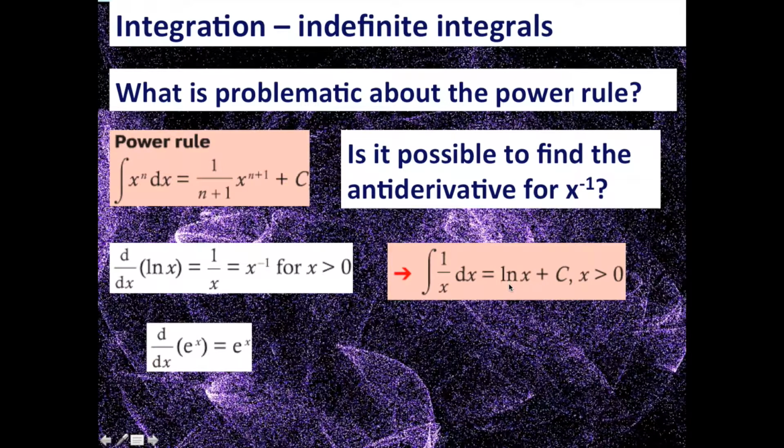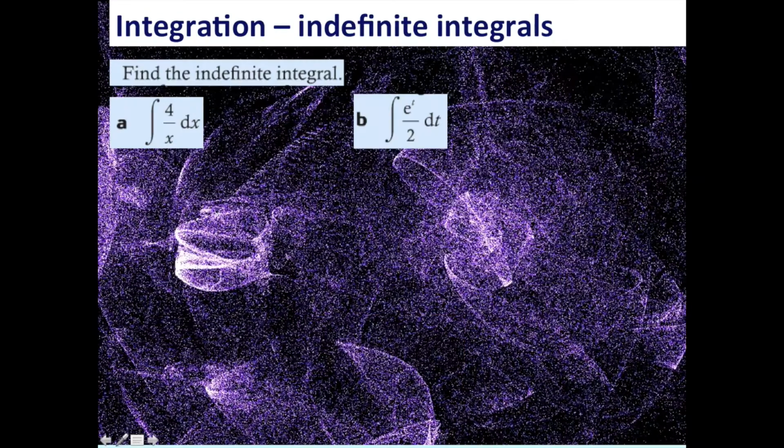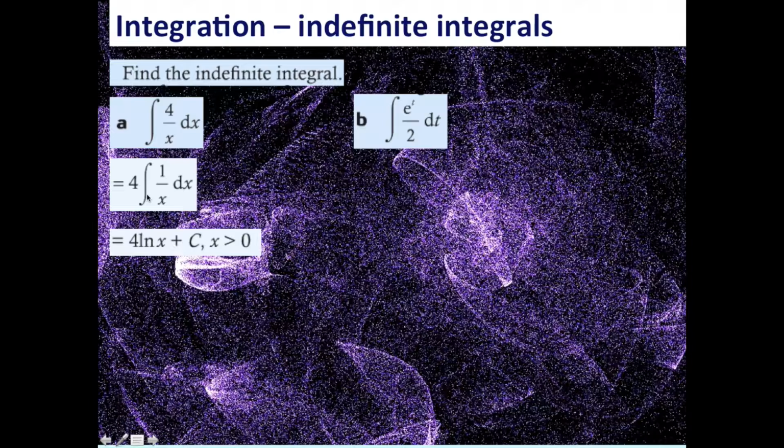plus c. Similarly, when we looked at the derivative of e to the x, we found that was e to the x. So again here, the integral of e to the x with respect to x is also e to the x plus c in both of these instances. So, a couple of questions for you to have a go at by yourself, and then we'll go through those together. So the first question, we can rewrite that as 4 times the integral of 1 over x dx using the constant multiple rule. And we've just seen the integral of this is ln x, so 4 ln x plus c.